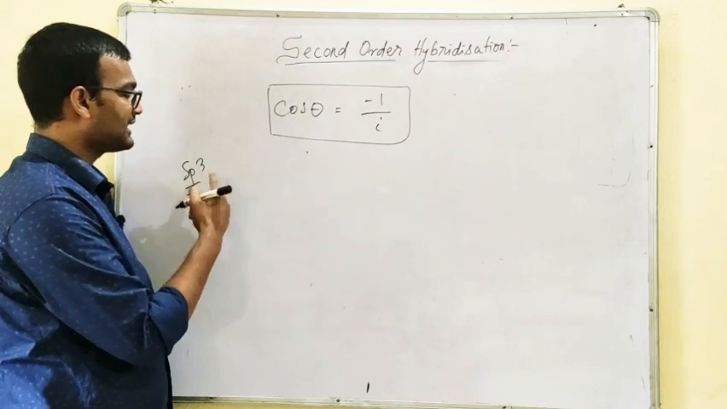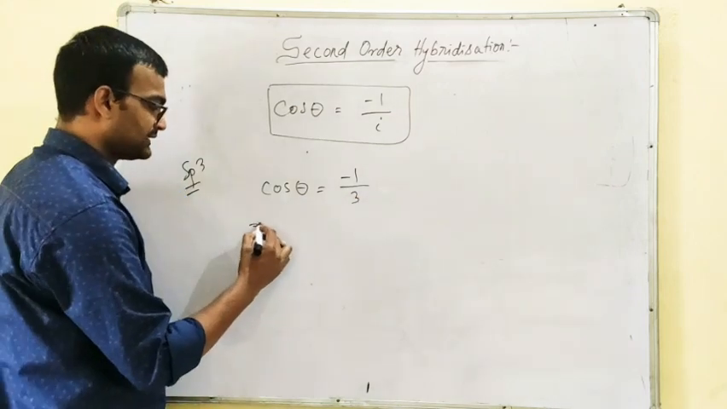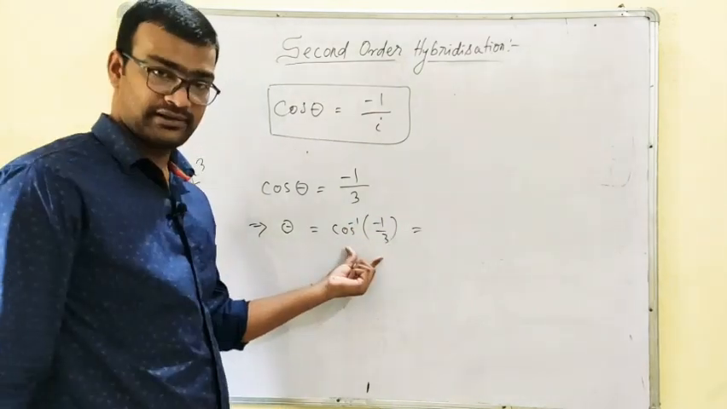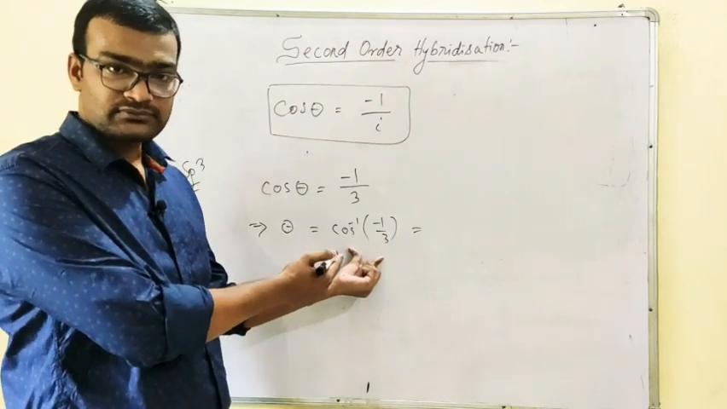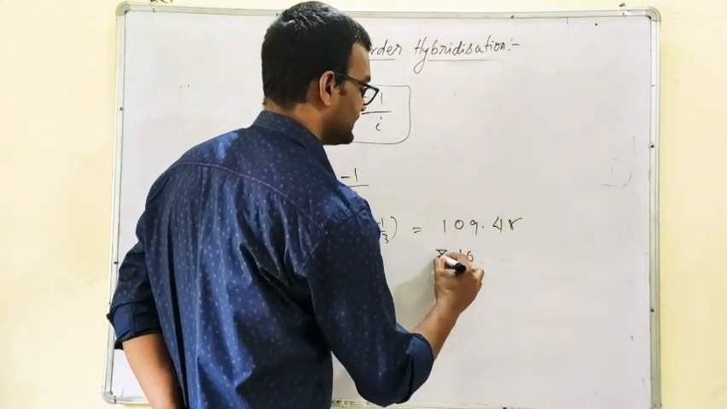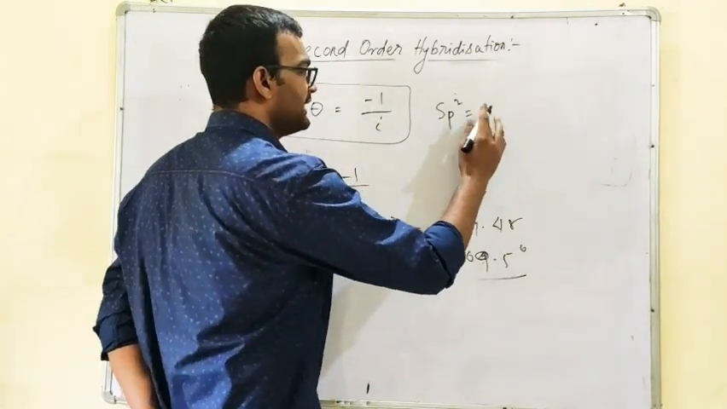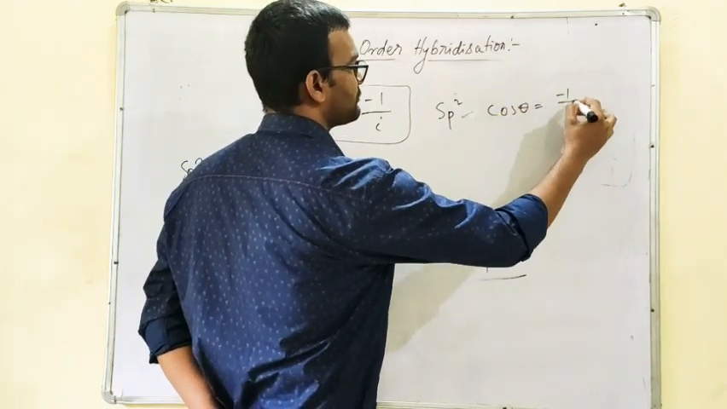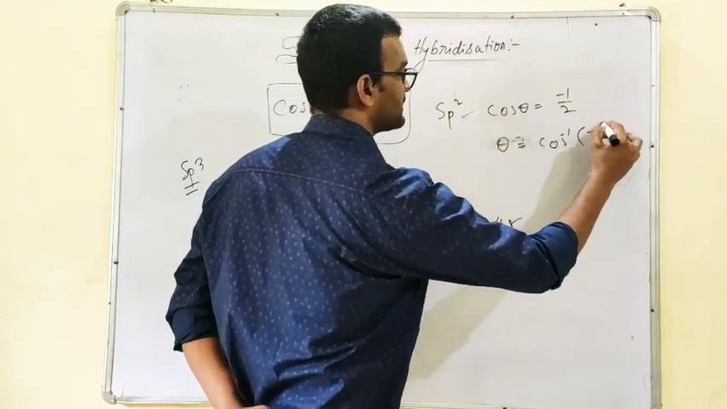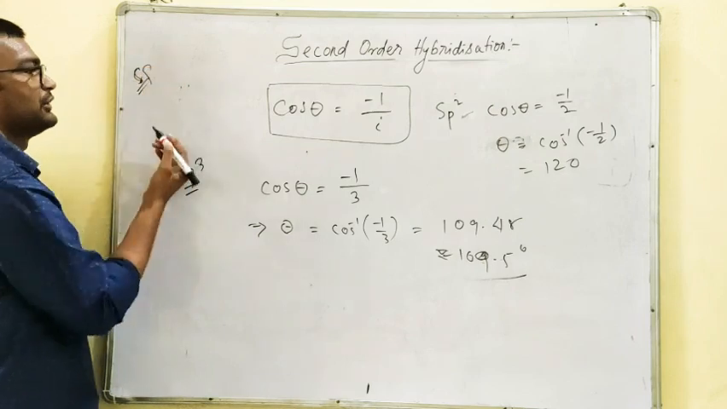So for sp3, what is the I value? This is 3. Let's put cos theta is equal to minus 1 by 3. That means theta is equal to cos inverse of minus 1 by 3. If you calculate it with a scientific calculator, you find exactly 109.5 degrees. You can find it out for sp2 also. For sp2, I is equal to 2, so theta is equal to cos inverse of minus 1 by 2, and you get exactly 120 degrees.